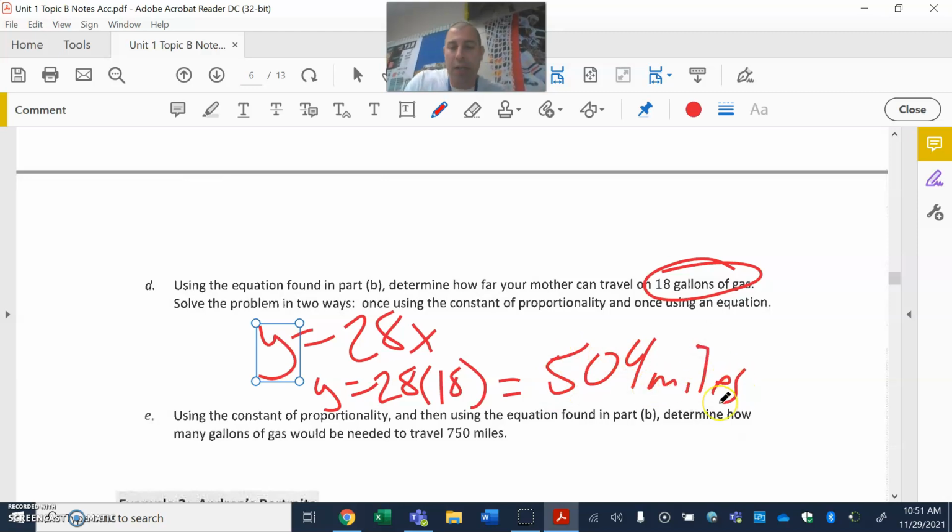Using the concept of proportionality and the equation found in part B, determine how many gallons of gas would be needed to travel 750 miles. Okay, and again, this is why we kind of like this a little bit.